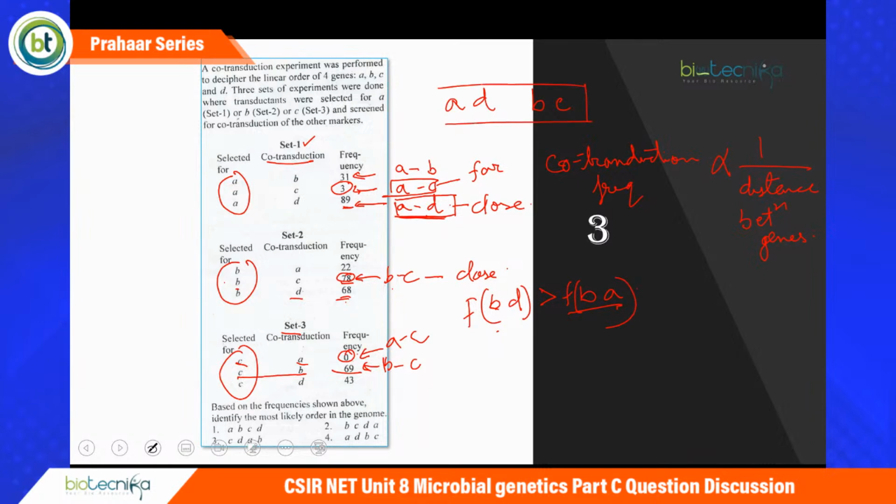So A and C are farthest, and because of that the co-transduction frequency between A and C we are finding least in all the three sets. B can co-transduce with D as well as it can co-transduce with C. And B can also co-transduce with A, but the co-transduction frequency with A is lesser than that between B and D. So if we take all the information here and correlate it with the order, ADBC is the most probable order of the markers on the gene. Absolutely correct, everyone. Answer will be option 4.